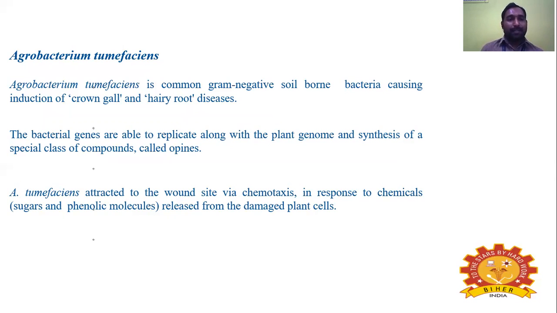If you see again, the Agrobacterium tumefaciens is attracted to the wound site via chemotaxis in response to chemicals, sugar, and phenolic molecules, which are released from the damaged cells. So the components released from the plant have more attraction towards the bacterium, so the transfer of transgenic genes will be very easy and it will be more efficient than the other methods.